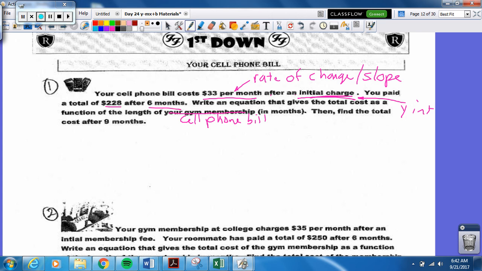Okay. Write an equation. Okay, that's the first part. That's what we're going to do. Write an equation that gives you the total cost as a function of length of your cell phone bill. Then find the total cost after 9 months. We've got to do two things here. Write an equation, find the cost after 9 months.